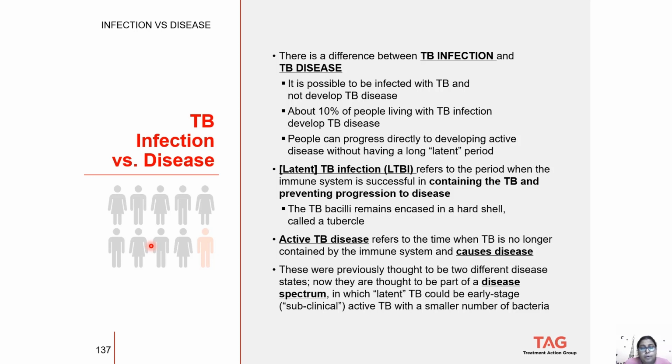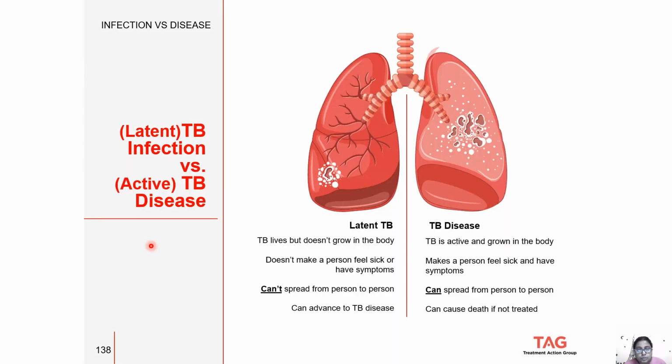Okay, so they were previously thought to be two different disease states. Now they are thought to be a part of a disease spectrum, in which latent TB could be early stage active TB with a smaller number of bacteria. If you see over here, latent TB lives but doesn't grow in the body, doesn't make a person feel that sick or have symptoms, and can't spread from person to person, but can advance to TB disease. But in TB disease, TB is active, it is growing in the body, makes a person feel sick and have symptoms, can spread from one person to another, and it can cause death also if not treated properly.